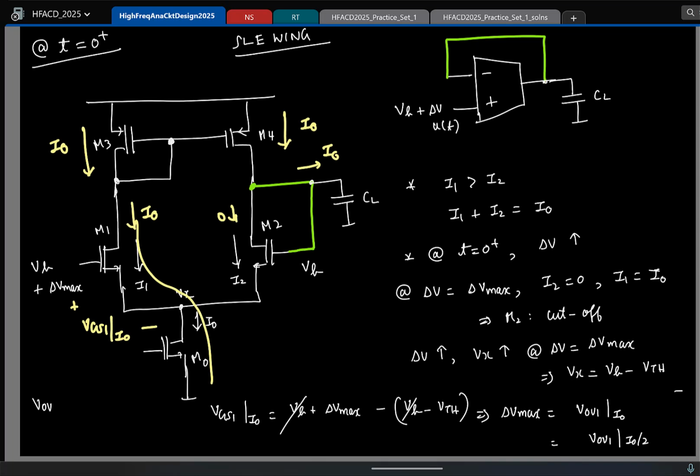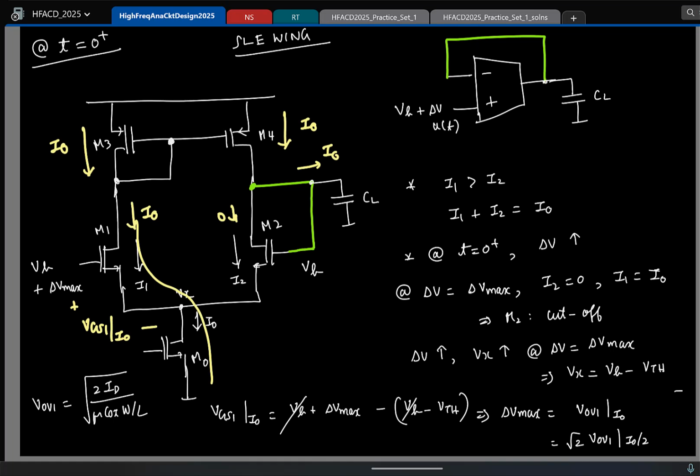Remember, overdrive voltage is the square root of 2 times the drain current divided by mu C Ox W by L. So let us say for ID equal to I0, you have some voltage. If it is I0 by 2, how is this related? Square root 2 times. So that's the maximum voltage. The moment delta V exceeds square root 2 times the biased, nominal overdrive voltage of M1 or M2, the current in one branch will become I naught, and in the other branch it will become 0.